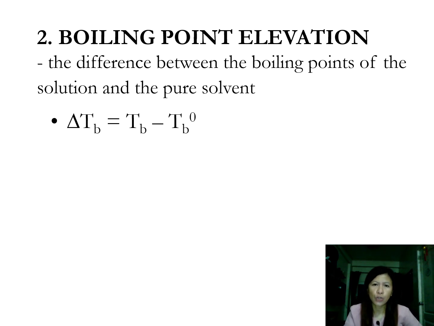So addition of solute always results in an increase in boiling point. This is again due to the addition of solute particles, which inhibits the faster vaporization of the solvent particles, thus taking a longer time for the vapor pressure to reach the same atmospheric pressure.